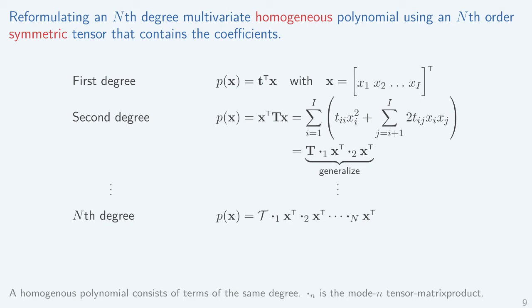So a polynomial of degree n can be represented using a symmetric nth-order tensor and the mode n product. We can also represent a non-homogeneous polynomial using a tensor through homogenization. We assume that the tensor containing the polynomial coefficients can be well approximated by a low-rank polyadic decomposition.